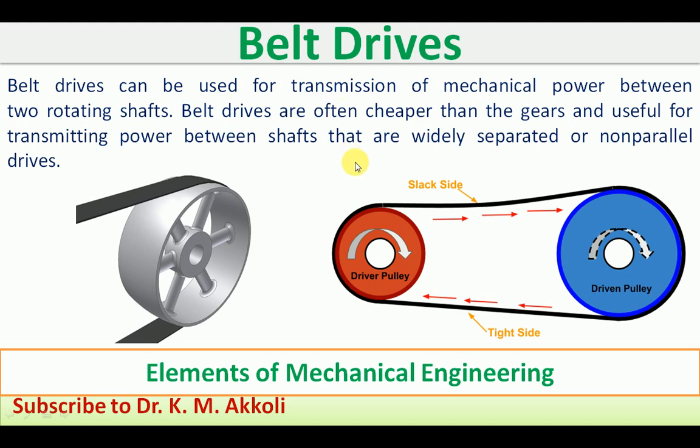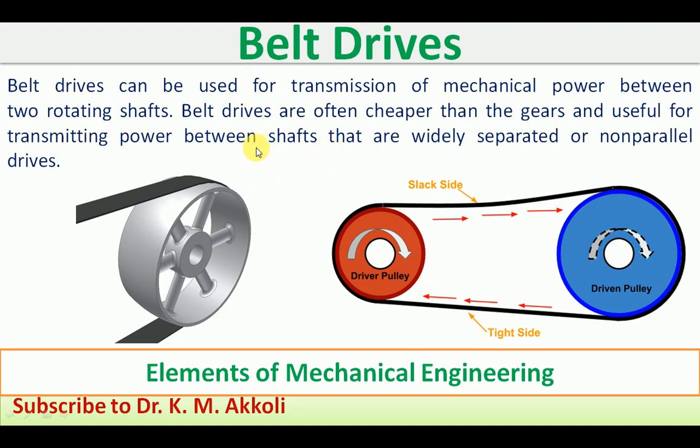This is one of the power transmission systems. The power developed by any prime mover, that is rotary power, should be transmitted to another device through some drives to run the machines. For that, we have to use some transmission system. One is the gear drive, belt drive, chain drive, like that. Here I am going to explain the belt drive.